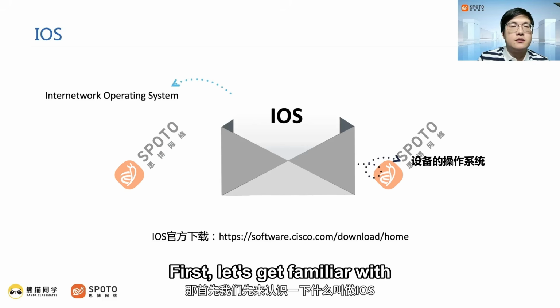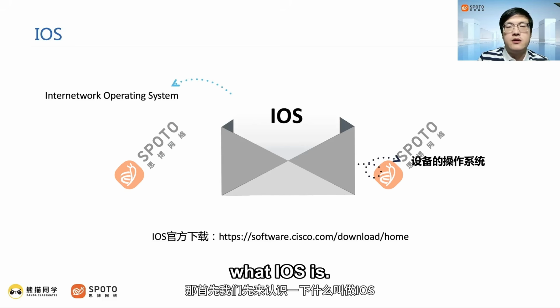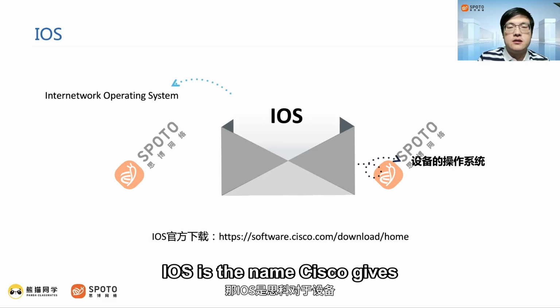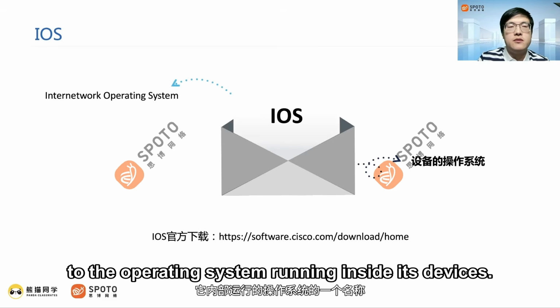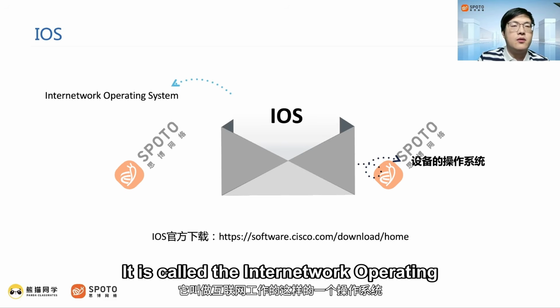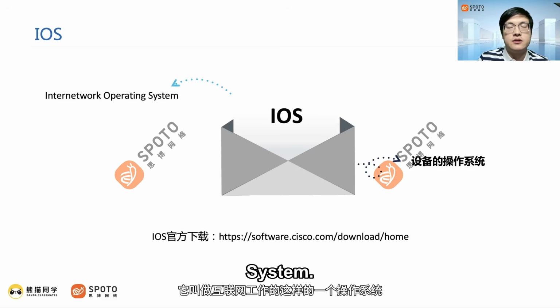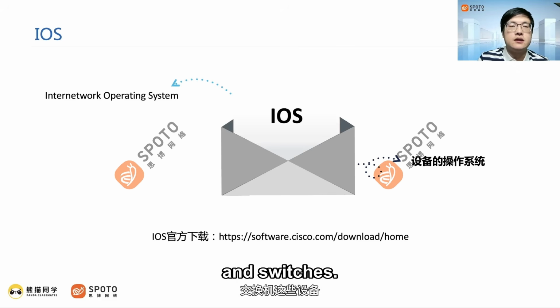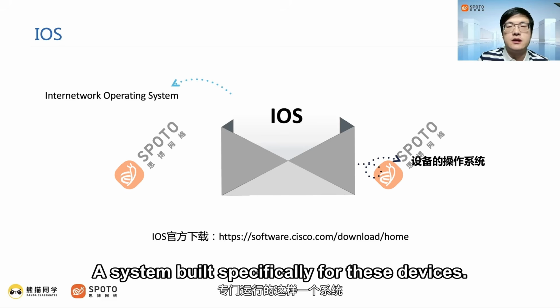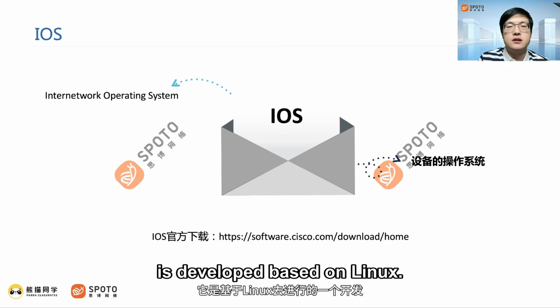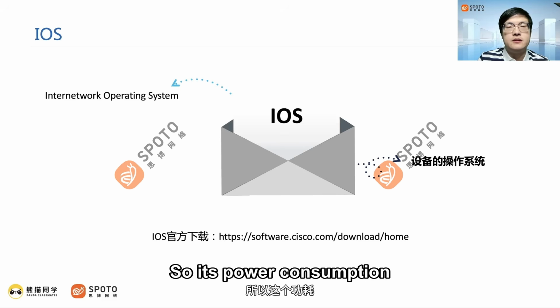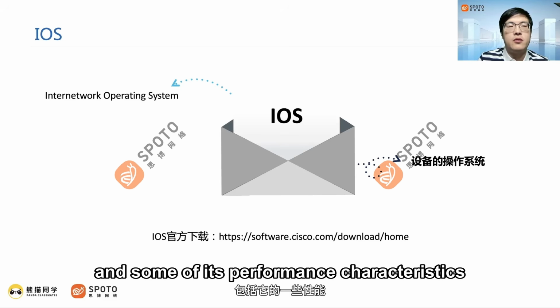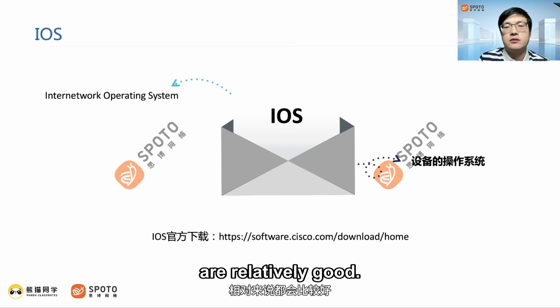First, let's get familiar with what IOS is. IOS is the name Cisco gives to the operating system running inside its devices. It is called the Internetwork Operating System. It is specifically designed for routers and switches, a system built specifically for these devices. This system is developed based on Linux, so its power consumption and some of its performance characteristics are relatively good.